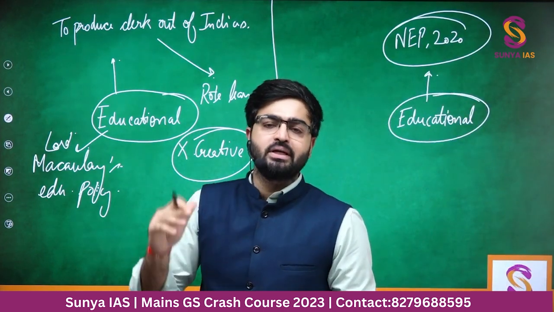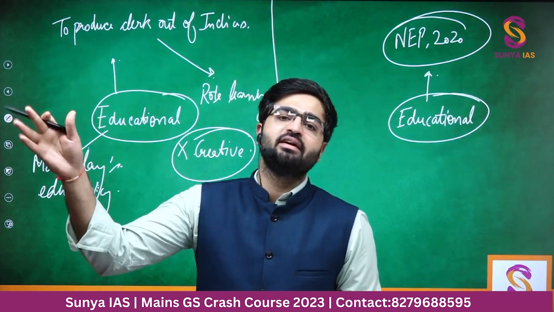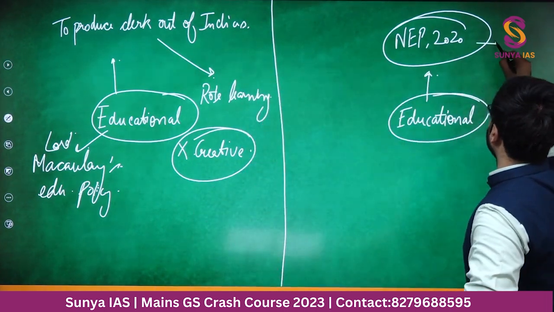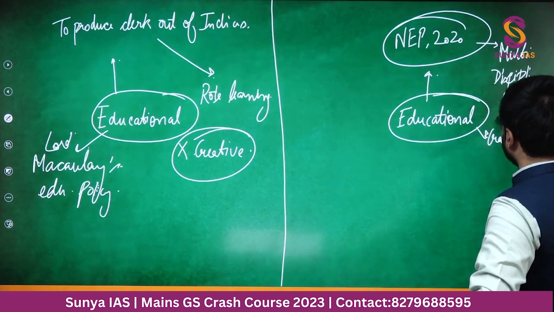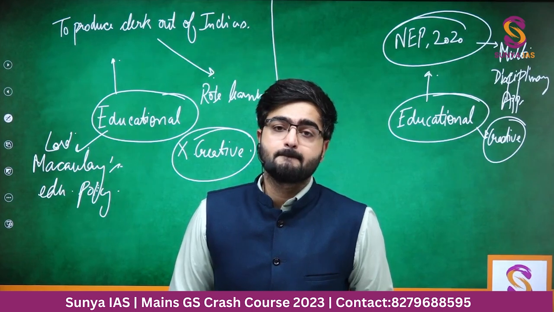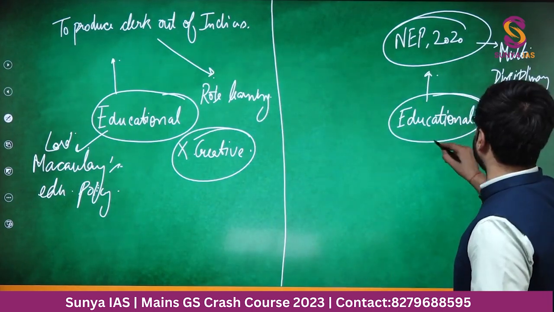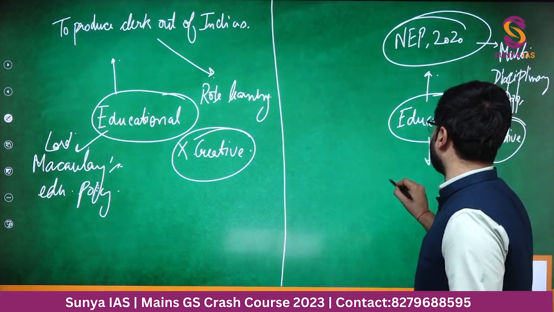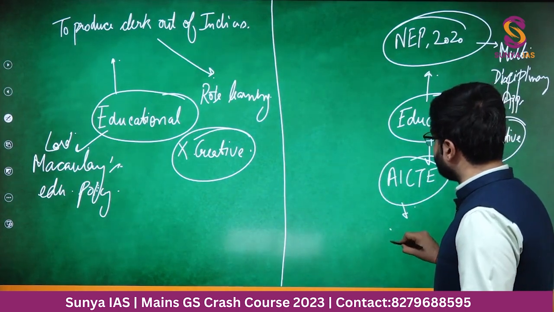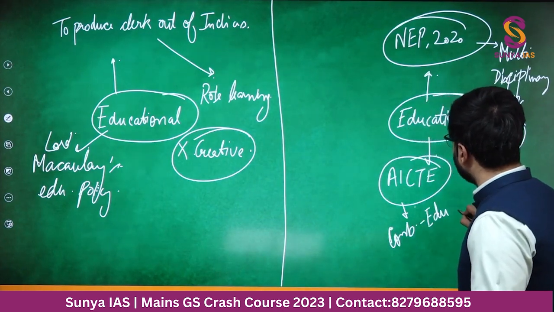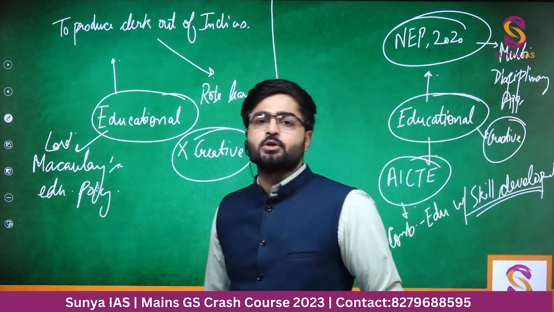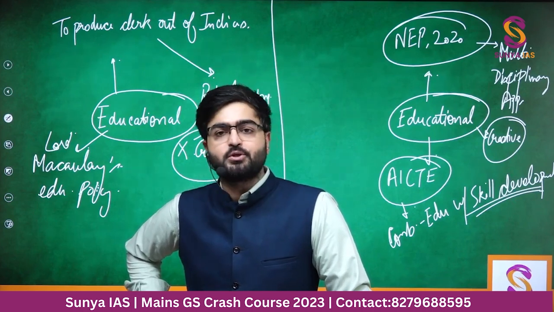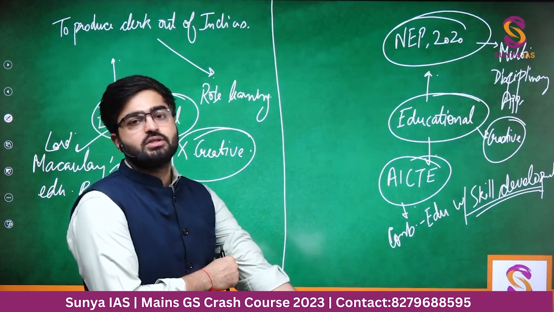The New Education Policy 2020 is a classic example of moving away from the British legacy, right? Here the focus is on a multidisciplinary approach. The focus is on creativity, learning via creativity, learning via exercise, not rote learning. You can also quote another example: the formation of the All India Council for Technical Education, where we are combining education with skill development. Not only rote learning should be part of Indian education, but also some skill development should happen. For that, we have the All India Council for Technical Education supporting it.